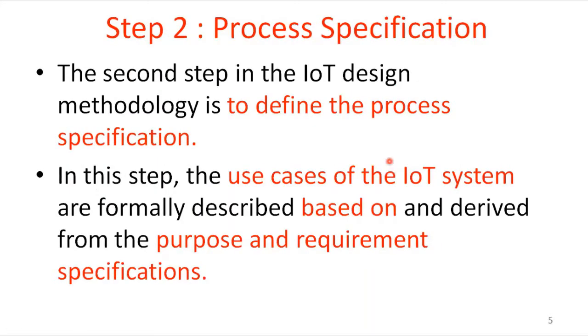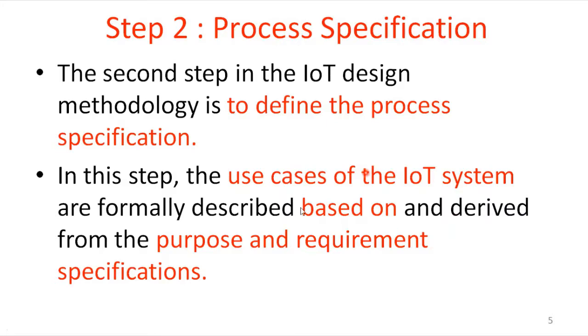Coming to the second step. In the second step, you have to define the process specification, the program under execution. The process specification means, in this step, the use cases of the IoT system. The use case means the action of a system. For example, in the case of an ATM system, what are the actions? Entering the room, inserting the card, and then taking the money. These are all different use cases.